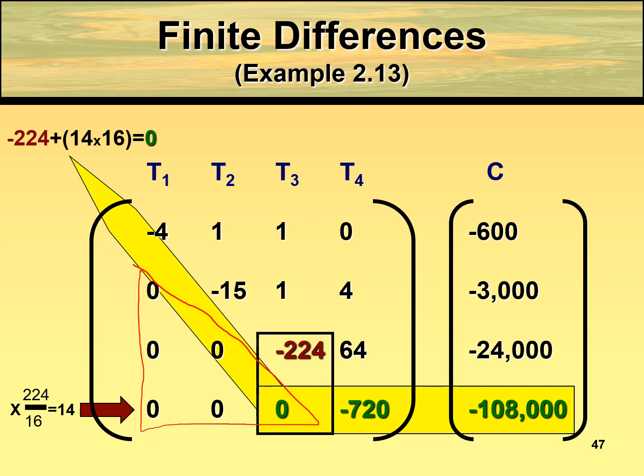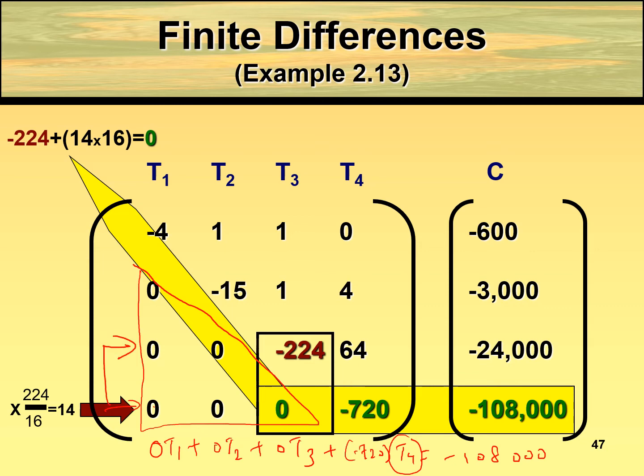So remember, this is 0 times t1. So the equation is 0 times t1 plus 0 times t2 plus 0 times t3 plus negative 720 times t4 equals negative 108,000. So this way you can find t4. So once you found t4, from here you move up to one more level.